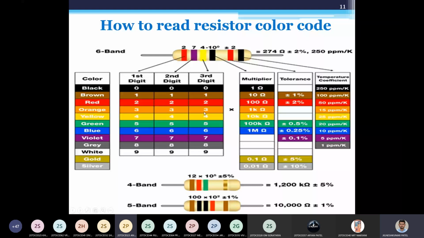Multiplier. Do I take the 3 from here or the 1k from here? Multiplier, correct. So I'll go with 1k. So the first is green, second is blue, and third is 1K. So it is 5, 6 into 10 to power 3. So it is basically 5600 or 5.6K resistor.